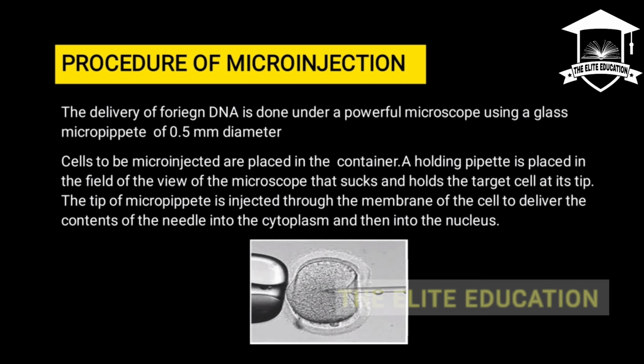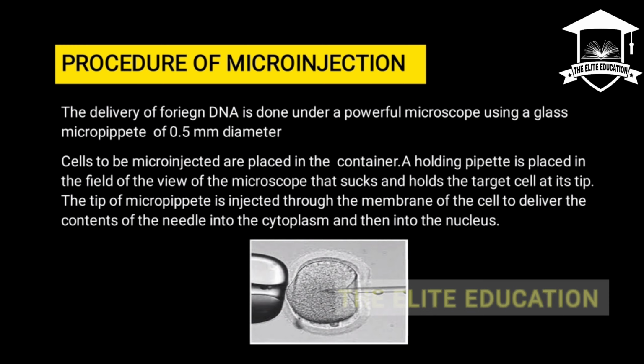The next steps: fertilization occurs and the zygotes form, and not every cell survives. So they usually collect around 6 to 8 eggs and fertilize all of them, out of which one or two would be able to survive, and that one gets introduced. So what it requires is that you first place your cells in a container, and then a holding pipette, which is very essential.